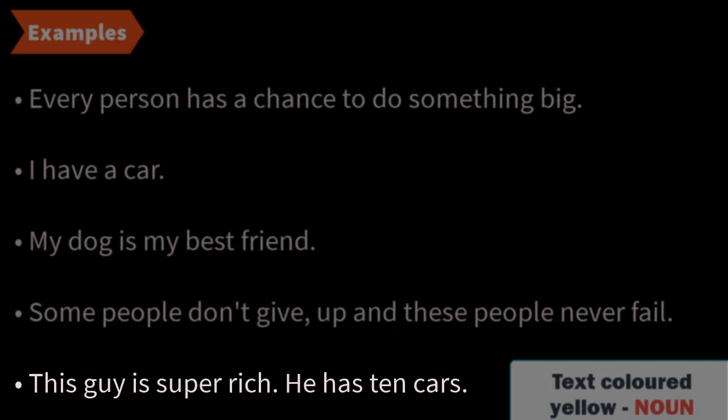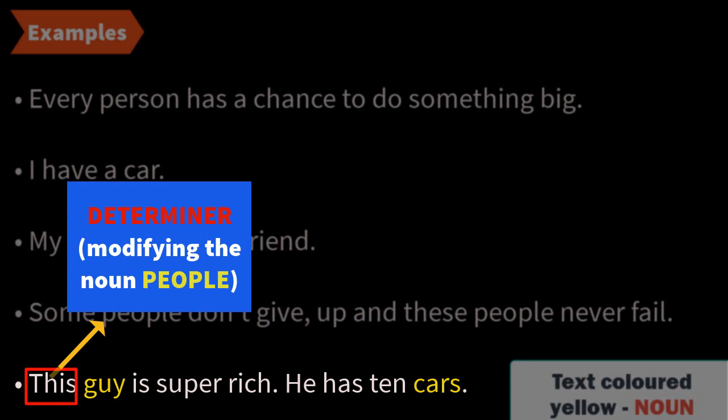Next example. This guy is super rich. He has 10 cars. So this here is our determiner, right? Determining the meaning of the word guy. Which guy? This guy, referring to a particular guy. That's one in number and close to the speaker. So it's determining the meaning of the word guy by indicating a particular number, which is one, also showing the vicinity, which is very close to the speaker.